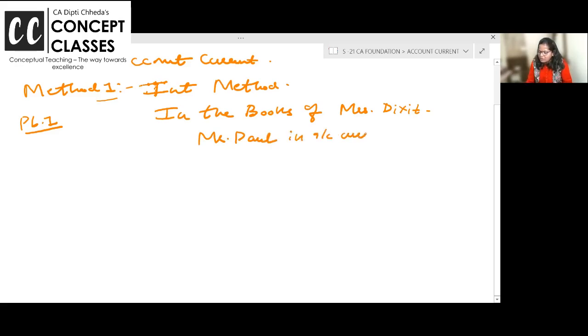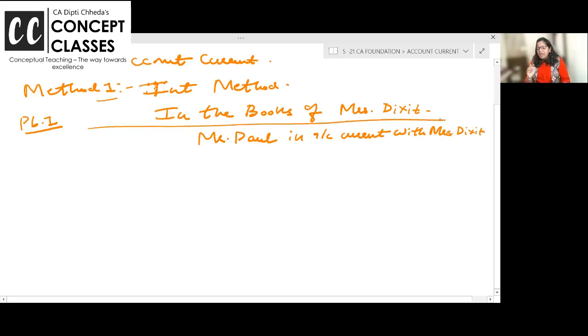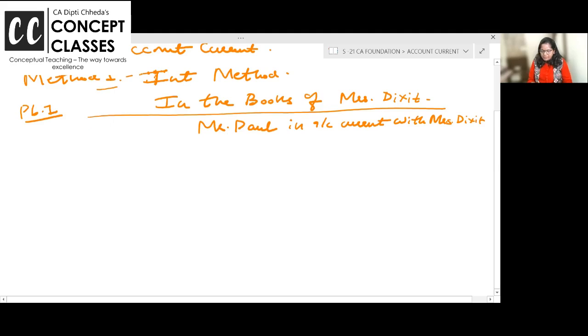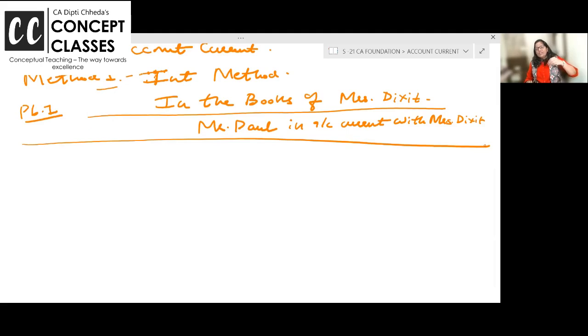In account current with Mrs. Dikshit. Do it calmly, it is clear how to write the name. In the books of Mrs. Dikshit, Mr. Paul in account current with Mrs. Dikshit. So in whose books are we making it? Dikshit. Whose account are we making? Paul. But Paul is in account current with Dikshit.